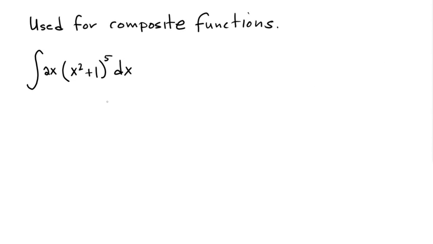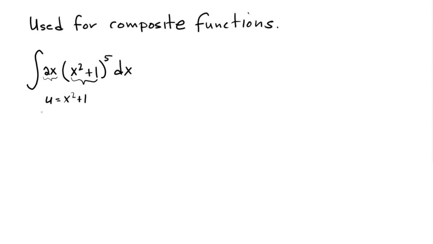Before I get too deeply down a rabbit hole, let's look at an example of how this is going to work. If I wanted to, I could multiply out this part of the function 5 times and just have a straightforward polynomial to anti-differentiate, but I'd rather not do that. I've got x squared plus 1, and right here 2x, which is the derivative of x squared plus 1. So I can make a substitution by letting u equal x squared plus 1.